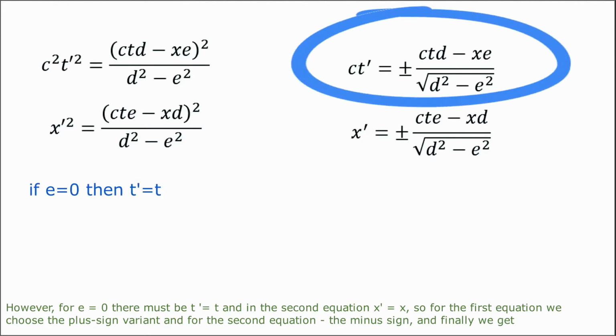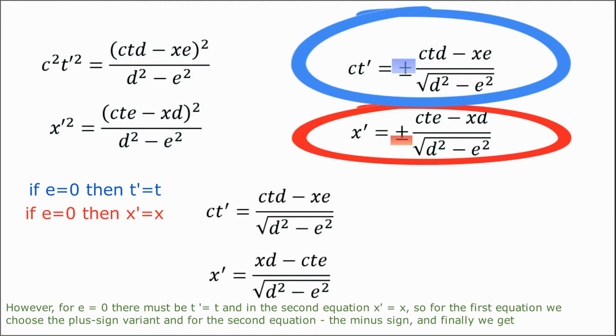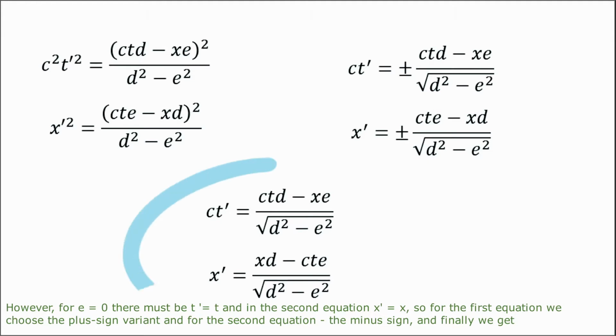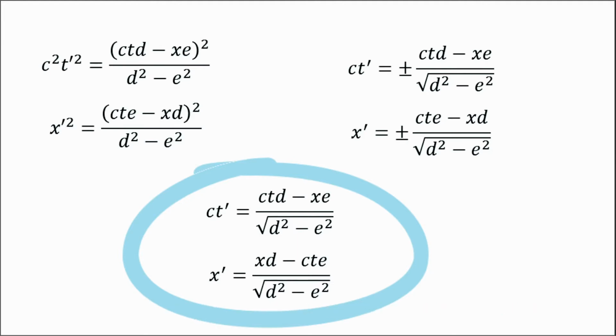However, for e equals 0, there must be t prime equals t, and in the second equation, x prime equals x. So for the first equation, we choose the plus sign variant, and for the second equation, the minus sign. And finally, we get these equations, which describe the coordinate transformations that satisfy the equation of conservation of the space-time interval.